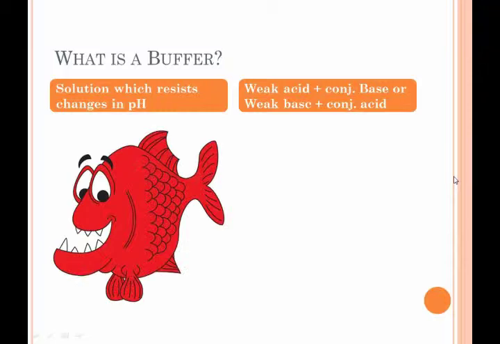I think about buffers as kind of like a piranha. When you add acids to them or bases to them, the buffer eats them.